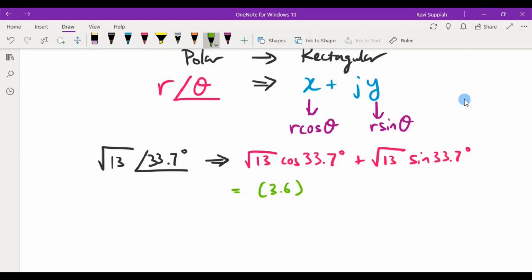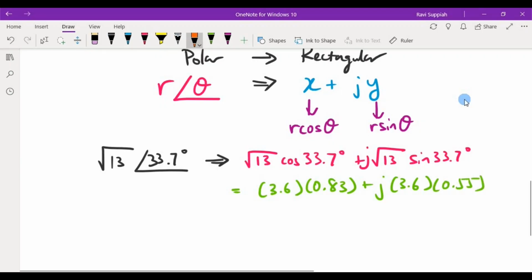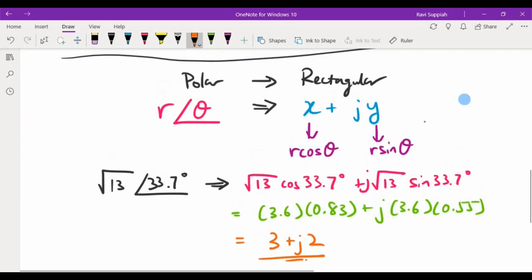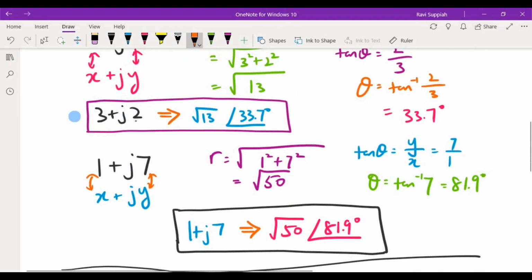3.6 here. Cosine of 33.7 will be 0.83, plus, here I must remember to put a j, because this is the imaginary part. So plus j 3.6 and 0.55. If you key those numbers in your calculator, you'll get the answer as 3 plus j2, which is the same as the rectangular form of the complex number that we started with earlier.